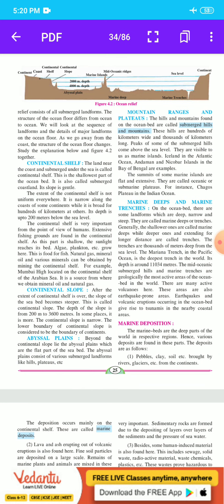The depth of the slope is from 200 meters to 3600 meters. In some places it is more than 3600 meters. The continental slope is narrow. The lower boundary of the continental slope is considered to be the boundary of continents. Then our next point is abyssal plains.